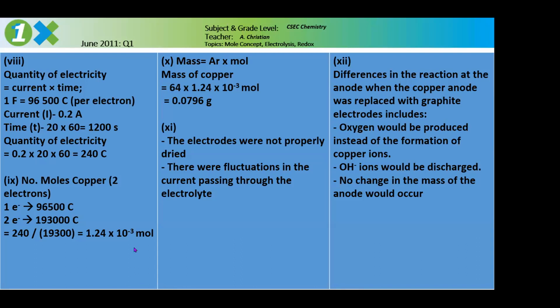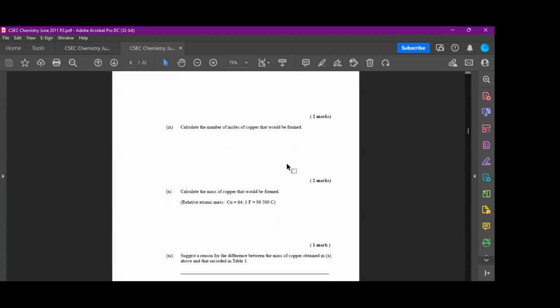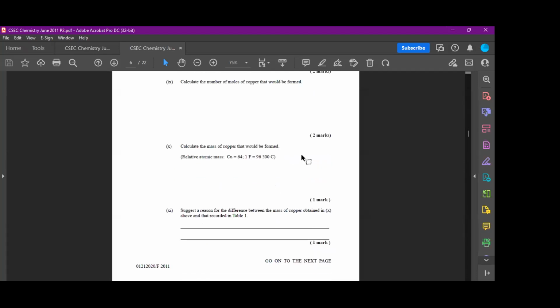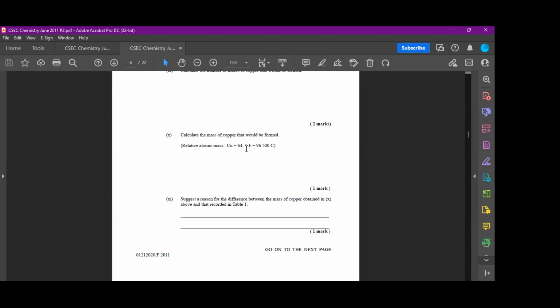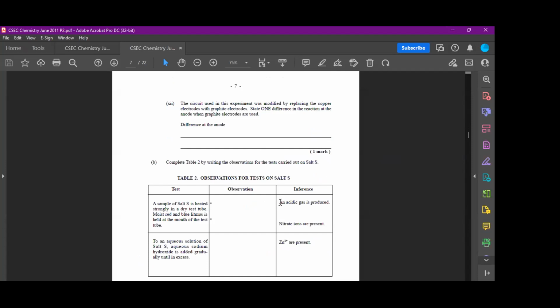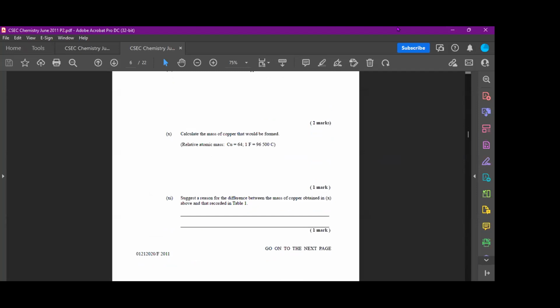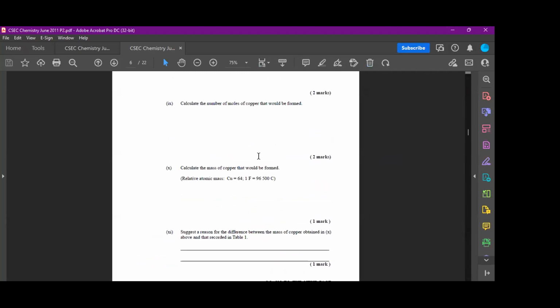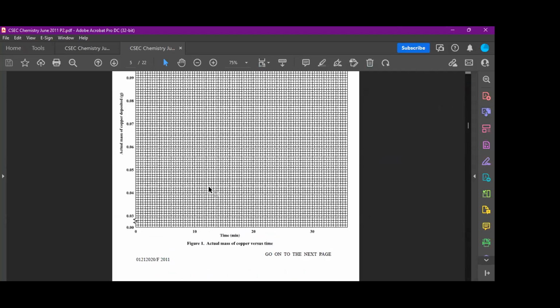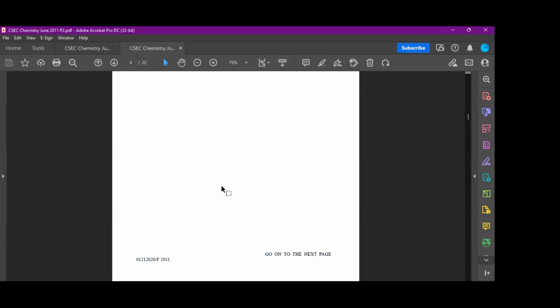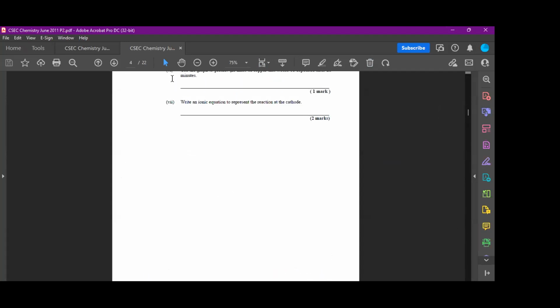Can I proceed? Yes, sir. So the next question that was asked is, suggest a reason for the difference between the mass of copper obtained from the table versus what you have calculated it to be. Why is there such a difference? Now, they actually gave you a hint of it inside the question itself, but you would have to know what you're looking for to actually get it correct.